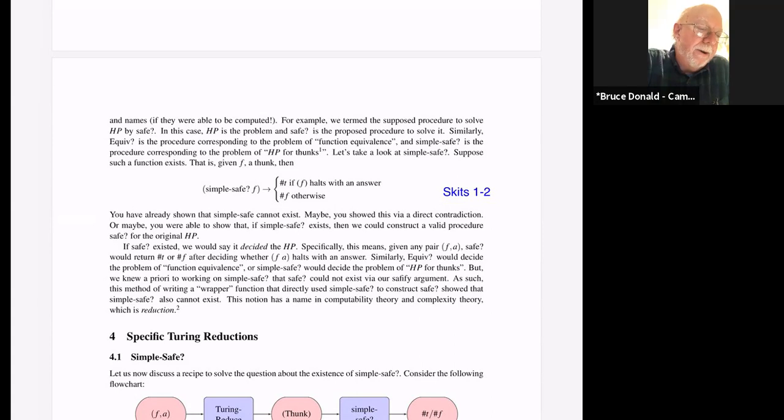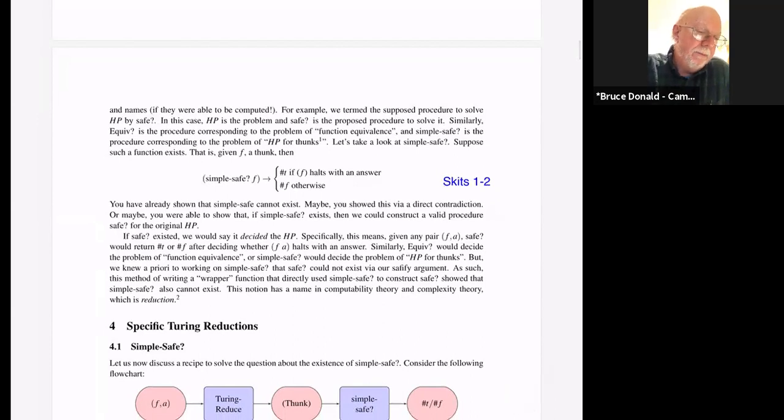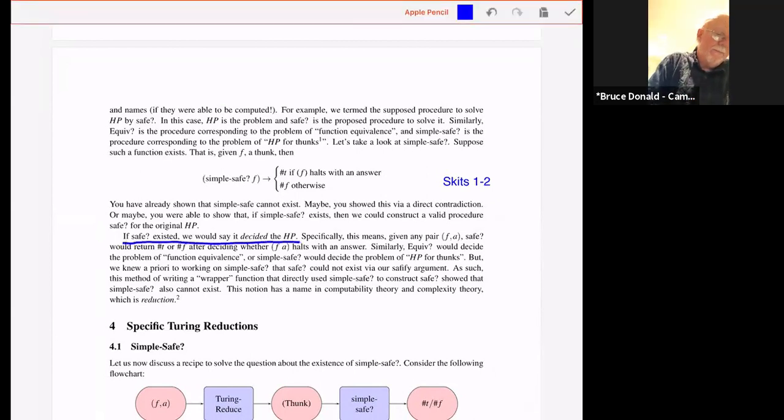So let's look at simple safe here. Suppose simple safe actually exists, that is, given a thunk, it says yes if the thunk halts with an answer, false otherwise. You've already shown, and we've shown, that this cannot exist. You might have shown it by direct contradiction, or maybe you discovered the wrapper or reduction technique yourself, which is fine. I want to introduce this terminology: if safe existed, we would say it decided the halting problem. Given any pair, a function and an argument, it would return true or false after deciding whether or not F applied to A halts with an answer.